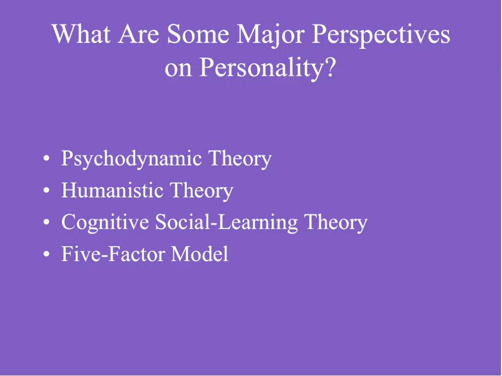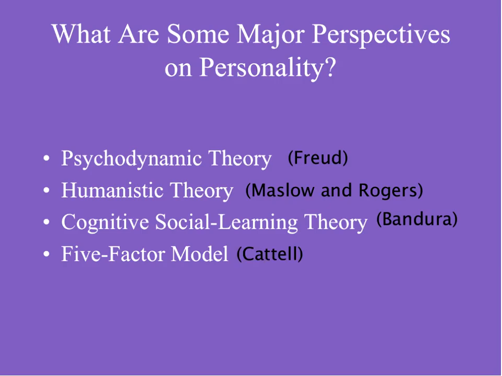So psychodynamic theory is going to be based off of the work of Sigmund Freud. Humanistic theory is going to involve the work of Abraham Maslow and Carl Rogers. We'll see those guys in a little while. Cognitive social learning theory. Social learning theory part should remind you of our old friend Albert Bandura. He was the Bobo doll experiment guy, the observational learning guy. And then finally, in the last 10 minutes or so, we'll get into Raymond Cattell's 5-factor model of personality. Sometimes you'll see this called the Big Five, not the Big Give, the Big Five model of personality.